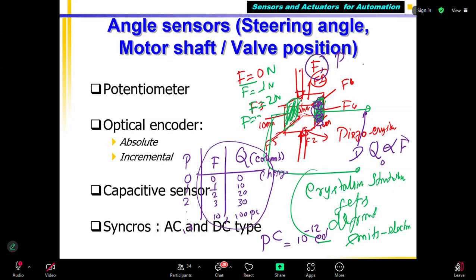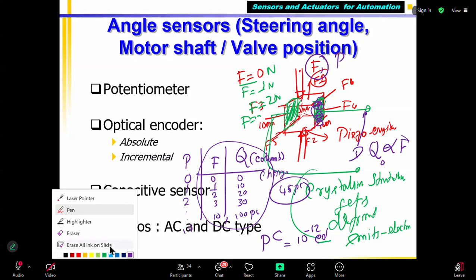I am applying an unknown force. For example, when I apply the unknown force, I am getting say 45 coulombs. Sorry, 45 picocoulombs. What is the pressure or force? We know that it is 4.5 Newton or 4.5 bar. This is how the piezoelectric crystal works.